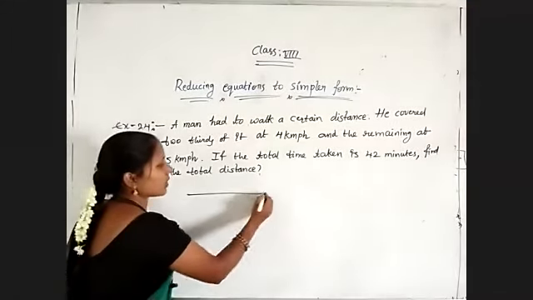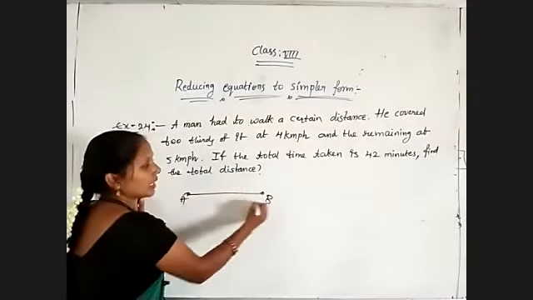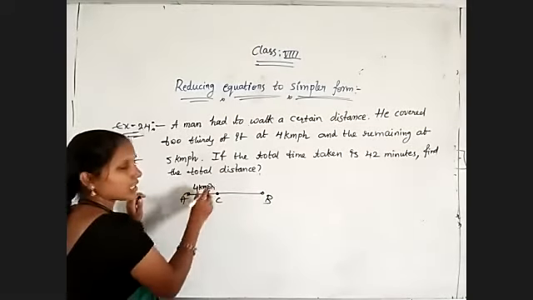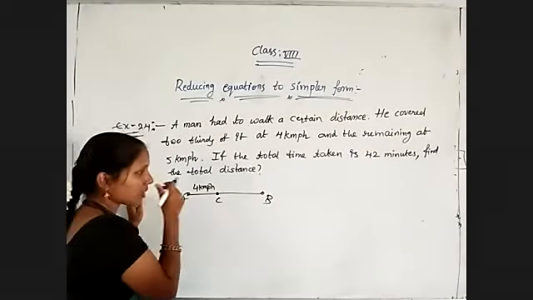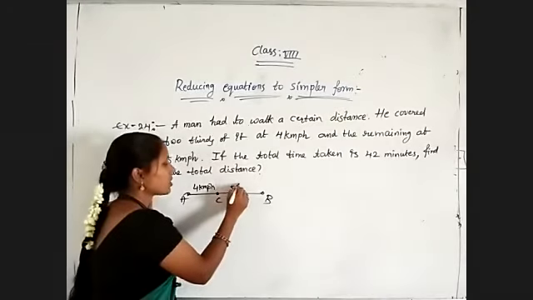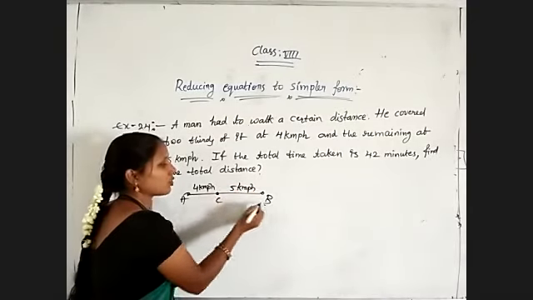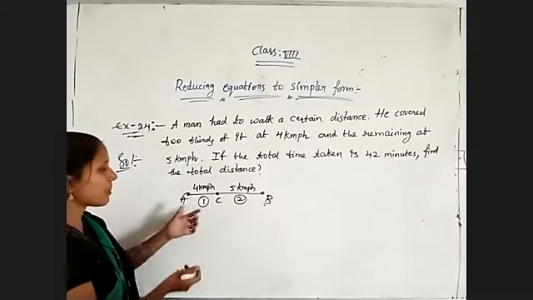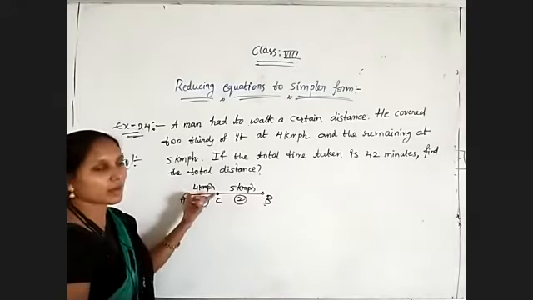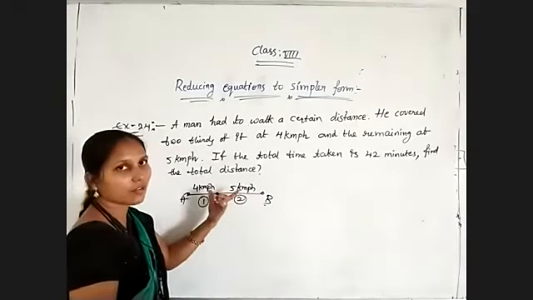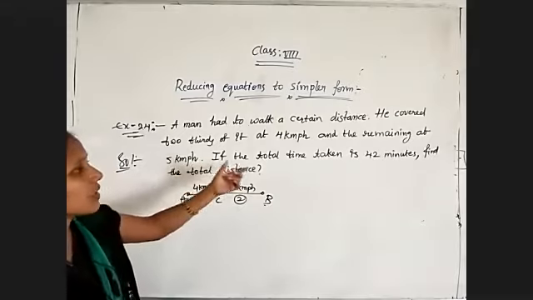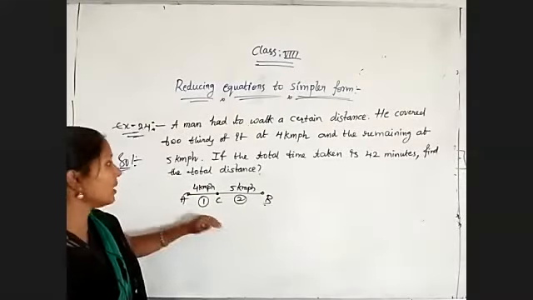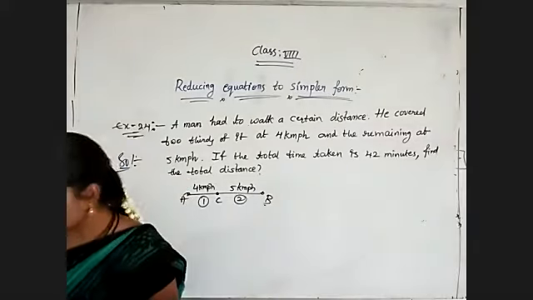Suppose the total distance he needs to walk is from A to B, but he covers some distance at 4 kilometers per hour. After some time, he increases the speed, so he uses 5 kilometers per hour from C to B. Means the total distance is divided into 2 parts. The first part he covers at 4 kilometers per hour, and the second part at 5 kilometers per hour. If the total time taken is 42 minutes, find the total distance. So we need to find the distance.